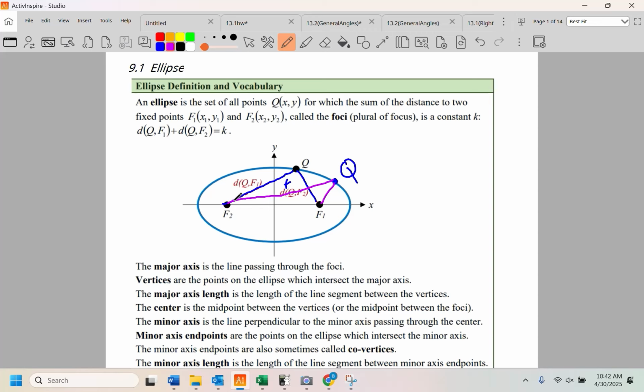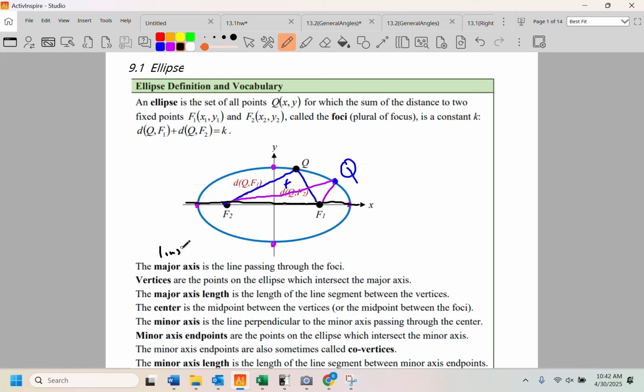But anyways, the major axis is the line that passes through the foci. The vertices are the points which intercept the major axis. So like this is a vertex, and this is a vertex, and that's a vertex. And the major axis is always the long axis. It's the long one.